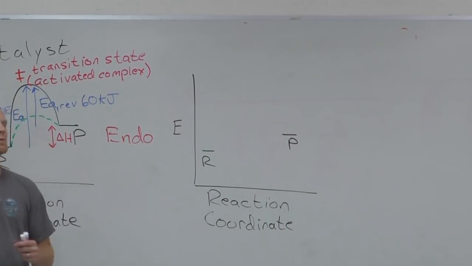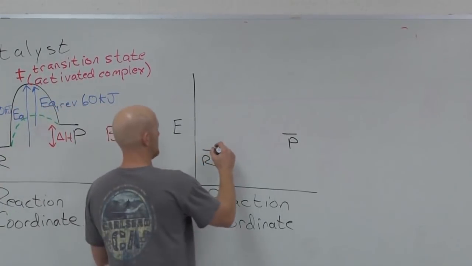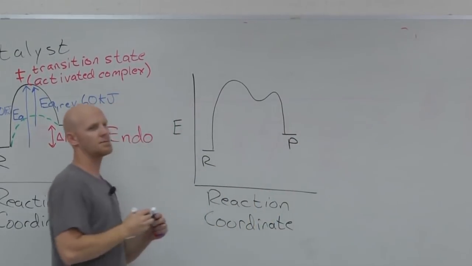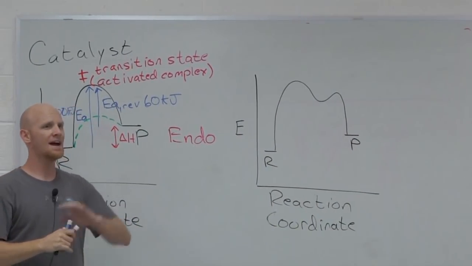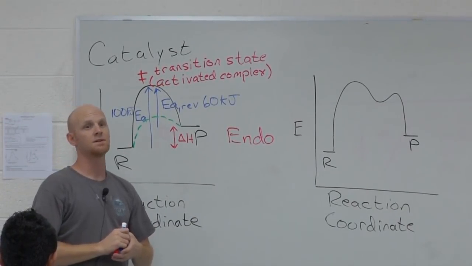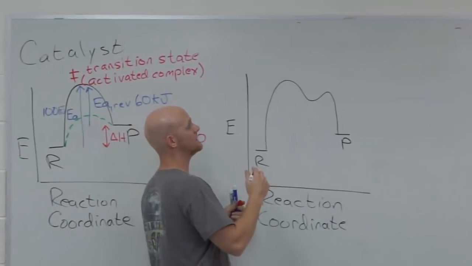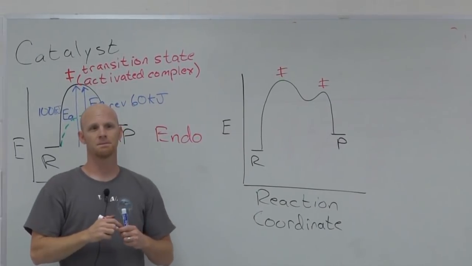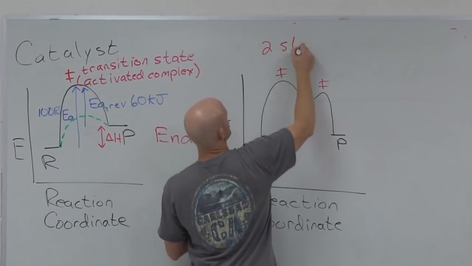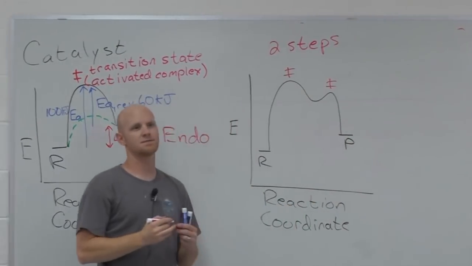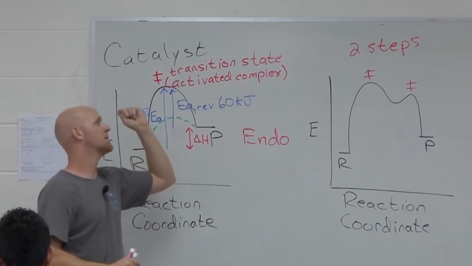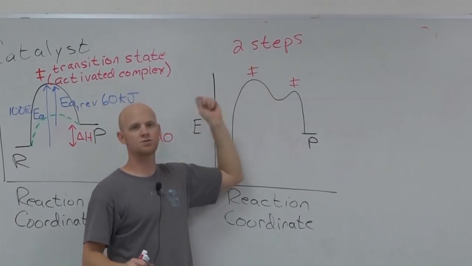Just want to show you one other reaction coordinate diagram. So you might see a reaction coordinate diagram looking like this second one here. How is this mechanism different than the first one? Two transition states, that's true. And why are there two transition states? Because there are two steps. For this first reaction, if you only have one hill, one transition state, that's only a one step reaction. But two hills, two transition states.